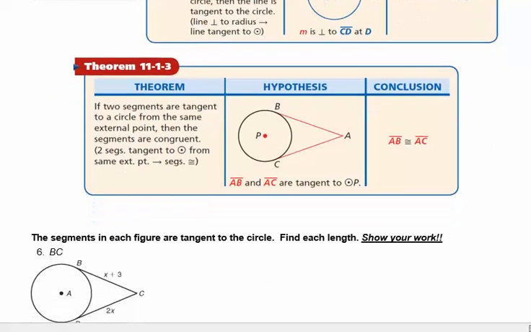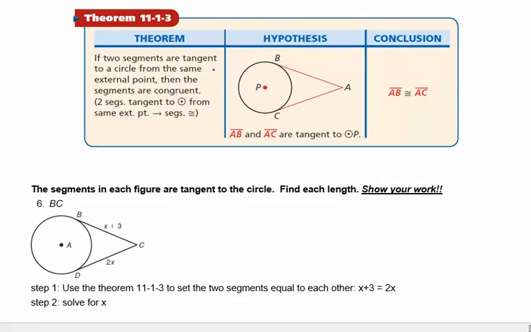Now here's the theorem we're going to use quite a bit. It says if 2 segments are tangent to a circle from the same external point, so if you have this external point and you draw a line tangent to the circle here and tangent to the circle here, these segments are congruent. We will use this a lot because if these 2 segments are congruent and you have an expression for each of them, then you can set up an equation, solve for x, and then find the length of the segments. The segments will be congruent, so you only have to find one of them and then you'll know both of them.